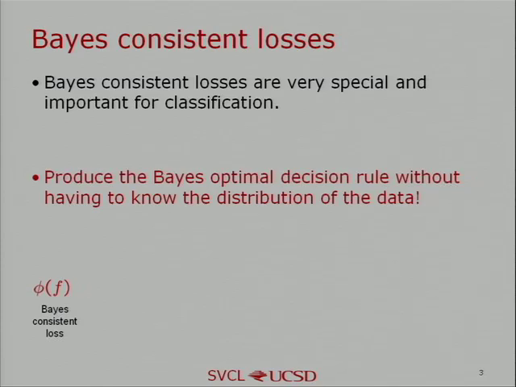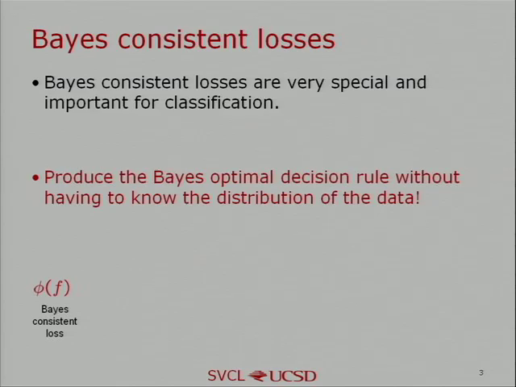We also need to talk about Bayes-consistent loss functions. Like I said, Bayes-consistent loss functions are very special and important for classification, and the reason for that is because they produce the Bayes optimal decision rule without having to know anything about the distribution of the data.